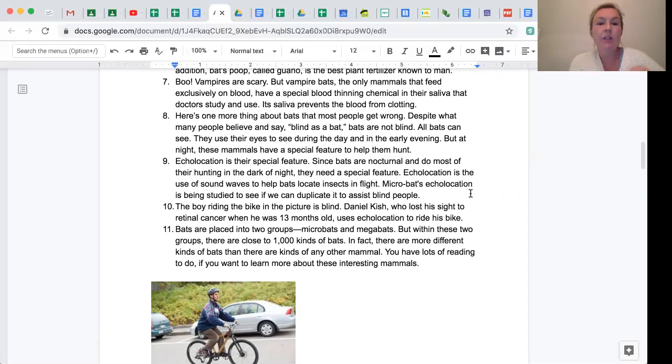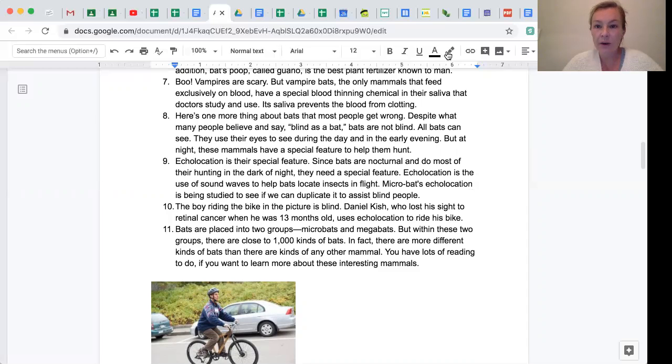Bats are placed into two groups, microbats and megabats. But within these two groups, there are close to 1,000 kinds of bats. In fact, there are more different kinds of bats than there are kinds of any other mammal. You have lots of reading to do if you want to learn more about these interesting mammals.